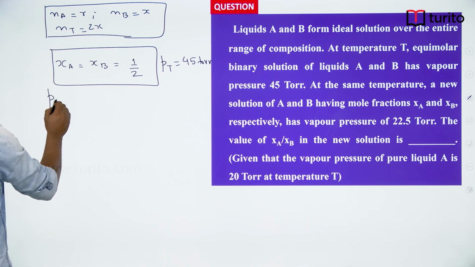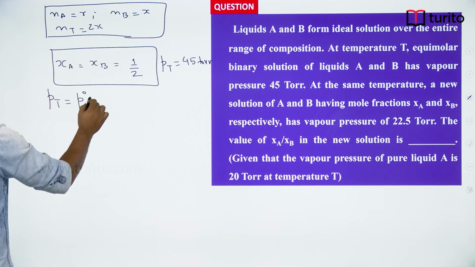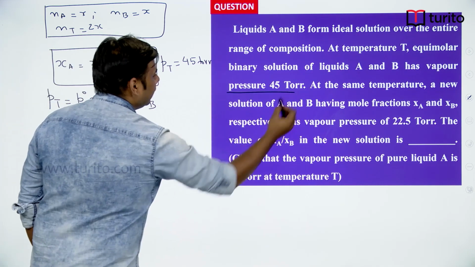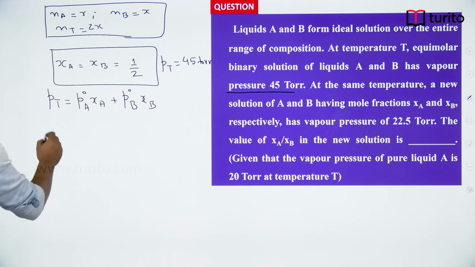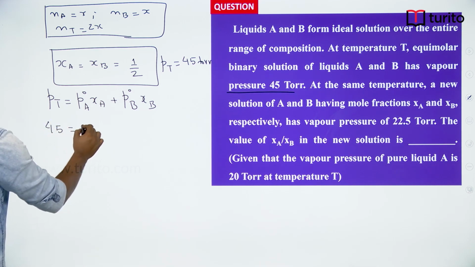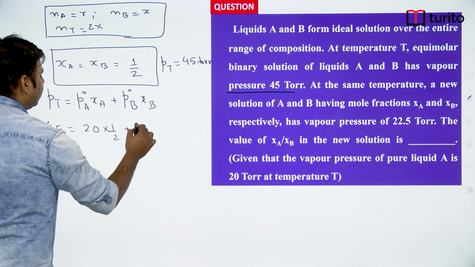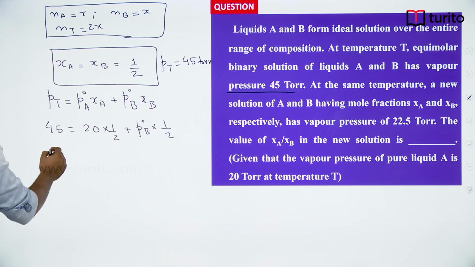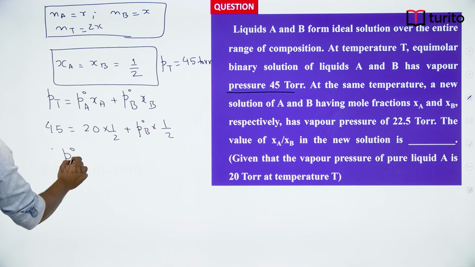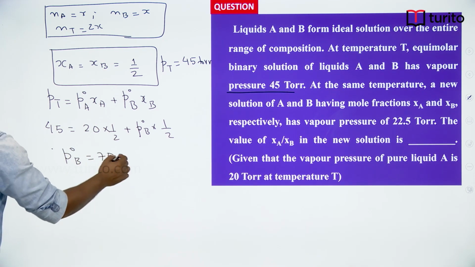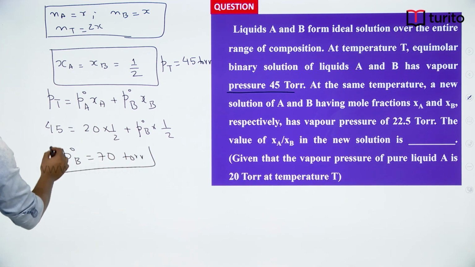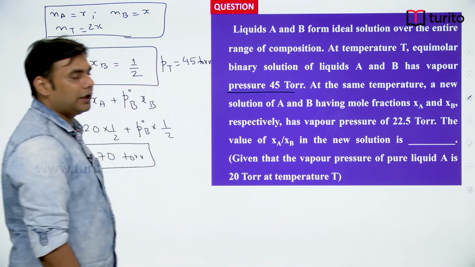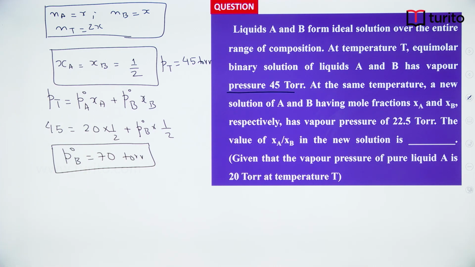So we knew that initially PT was equal to P naught A XA plus P naught B XB. The first data was given to us to get the value of P naught B. The total pressure we know is 45. So 45 equals P naught A, which is 20, into half, plus P naught B into half. So this is 10, which goes over, and this becomes 35. If you do this, P naught B comes out to be 70. So from this data you have calculated the values of P naught A and P naught B. Hope this is clear to you.